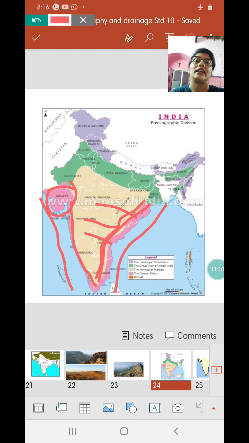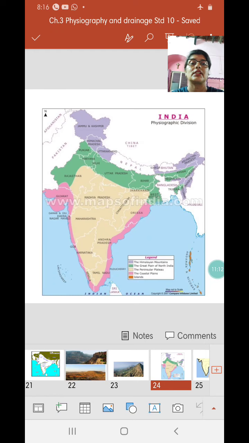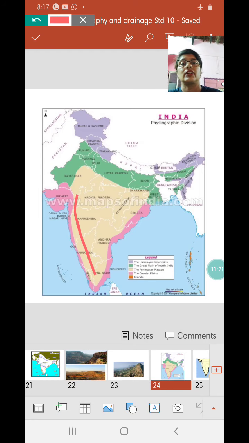On the other hand, the western coastal plains have spurs. Now what are these spurs? If you remember, we have the lofty Sahyadris over here, and these jut out as spurs. These are land which jut out right up till the coast. So that's another distinctive feature of the western coastal plain.